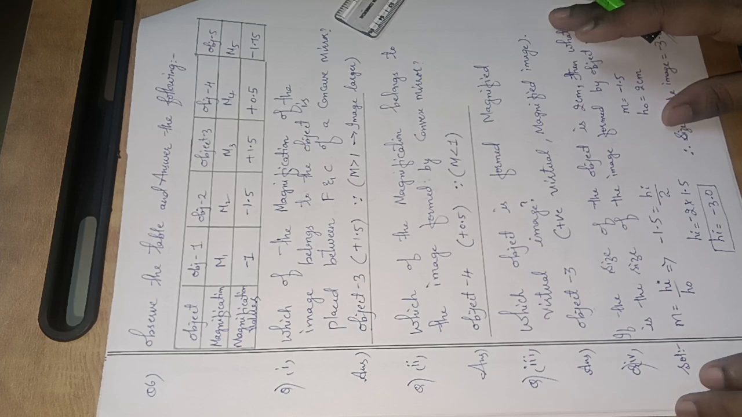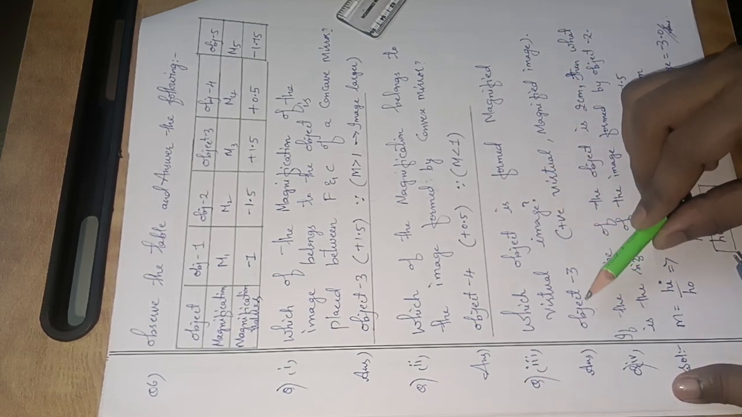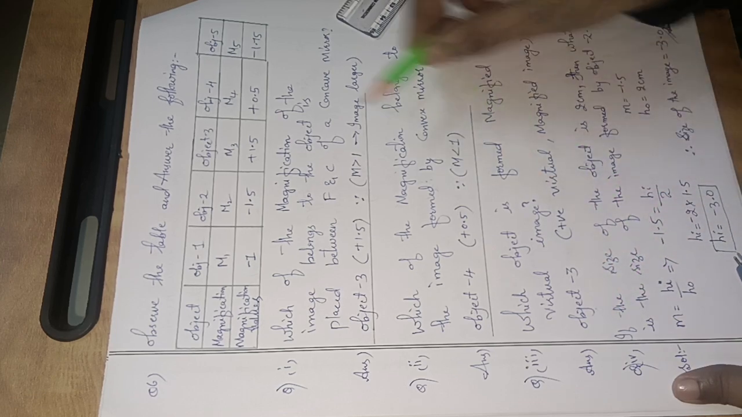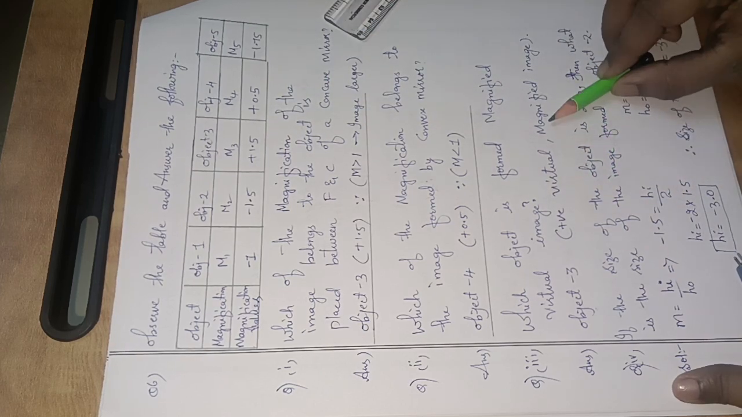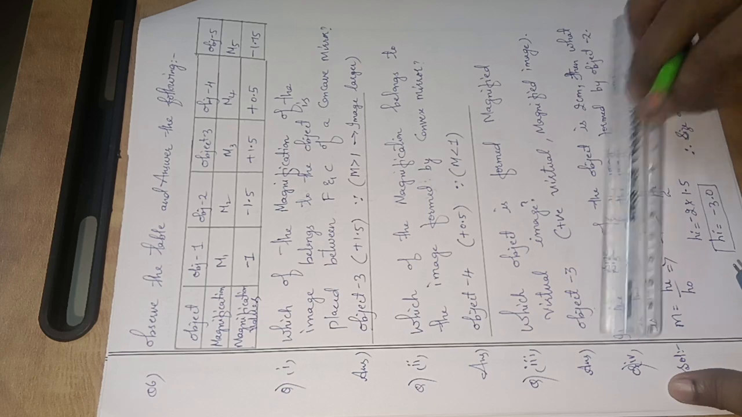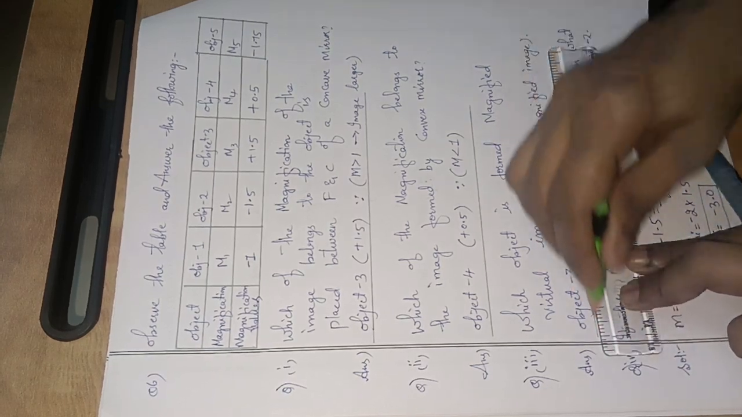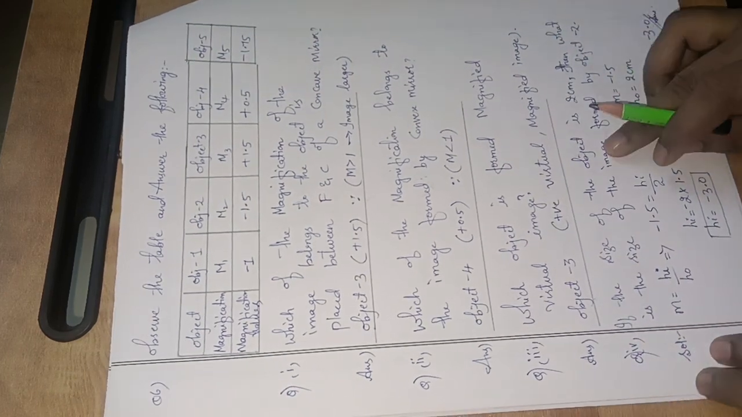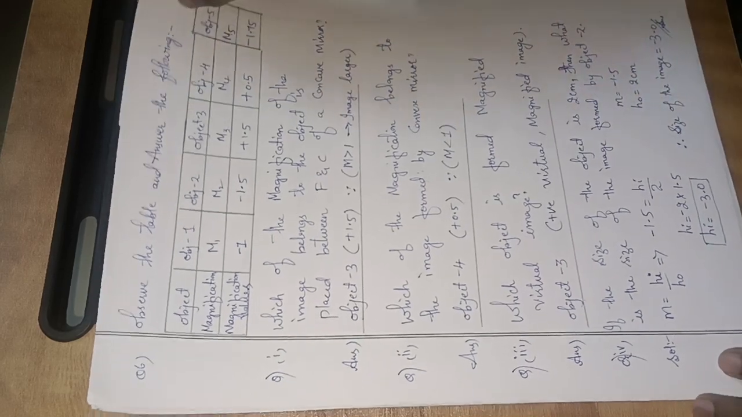Which object forms a magnified virtual image? Object 3, whose value is positive 1.5, forms a virtual magnified image. Object 3 from this tabular form forms a virtual magnified image. Now let's solve a problem from this.